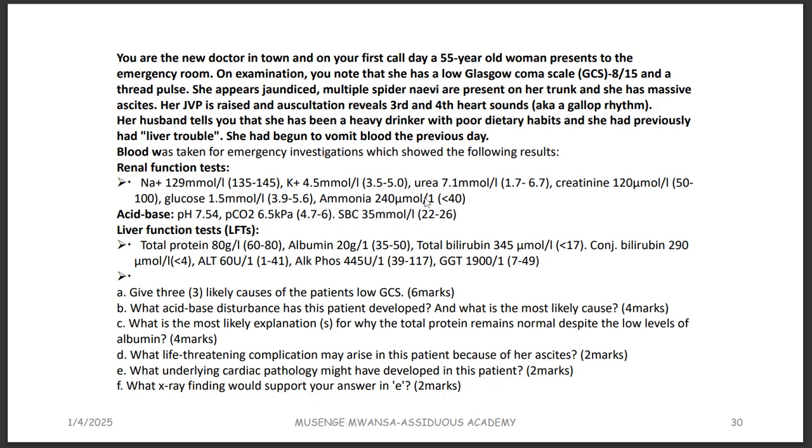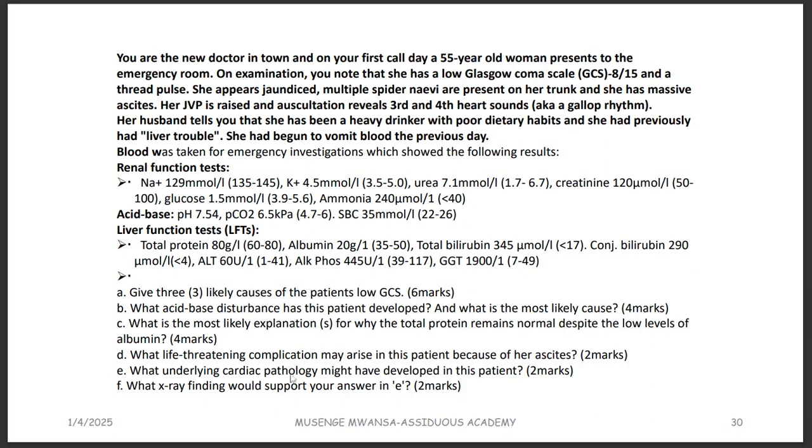So this patient has, if you read properly, the question appears jaundice and massive. From the history, we've been told that, where is the statement I'm looking for? Her husband tells you that she has been a heavy drinker. You can see we say that dilated cardiomyopathy can be caused by alcohol consumption, beriberi, things like cocaine toxicity, Chagas disease, Coxsackie virus. So alcohol causes dilated cardiomyopathy. We can also call it alcoholic cardiomyopathy. So that is the cardiac pathology that can develop here.